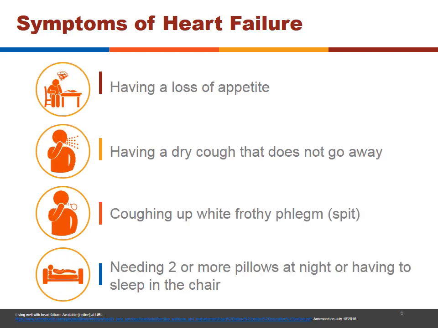Having a loss of appetite. There are all the problems of appetite also. Having a dry cough that doesn't go away. Pinkish, spotty sputum kind of thing that doesn't go away. Coughing up frothy spit. Needing two or more pillows at night or having to sleep in the chair.